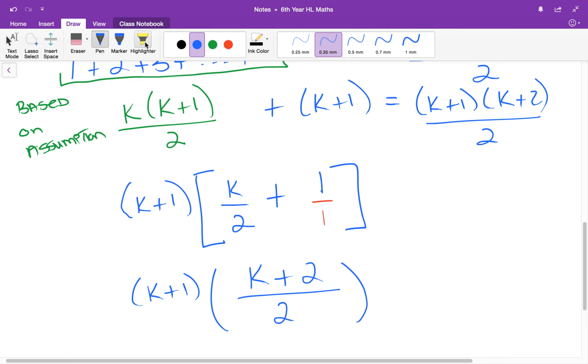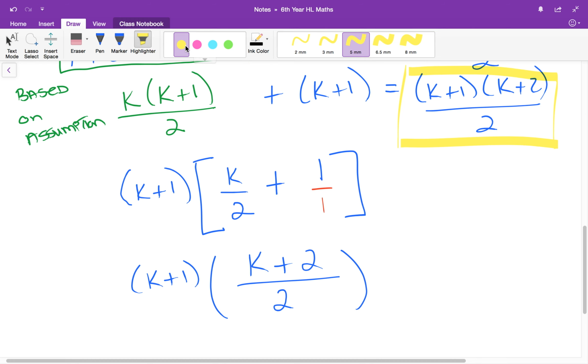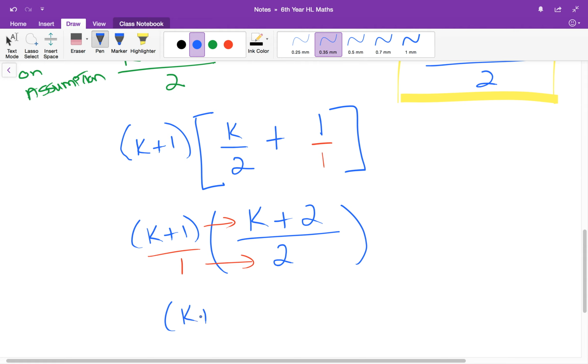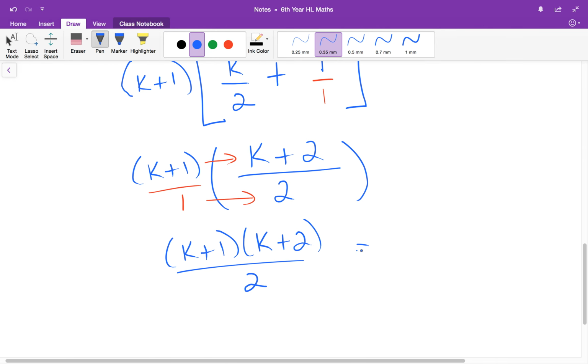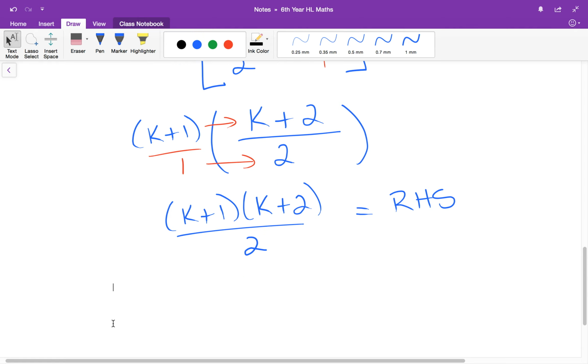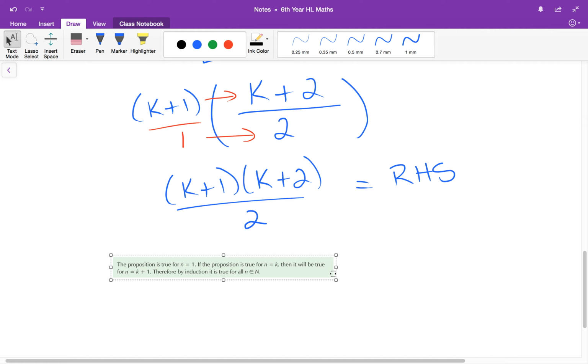Okay, so what I'm trying to prove that it's equal to is this thing here. k plus 1, k plus 2 over 2. So if I put this over 1 as well, I just have fraction multiplication, so it's top by top, bottom by bottom. So I'm going to do k plus 1 times k plus 2 over 2, which is exactly what I have up here in the yellow box. So that equals the right hand side. So that's what I was attempting to do.